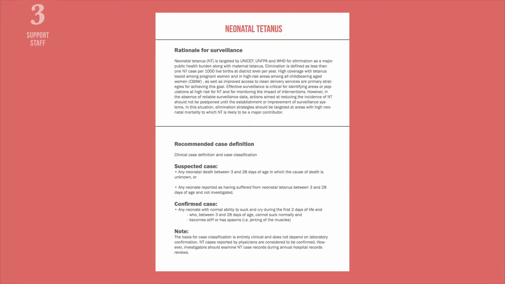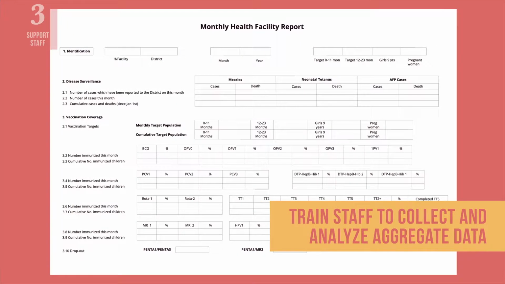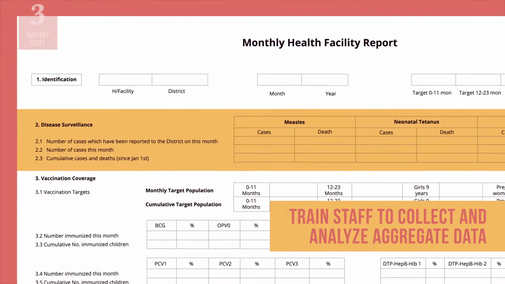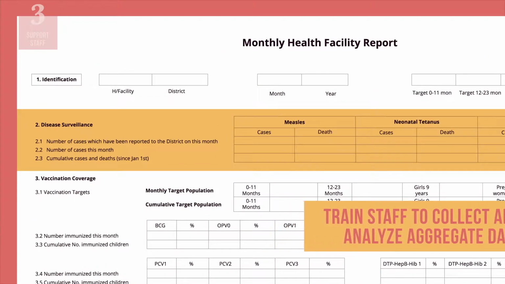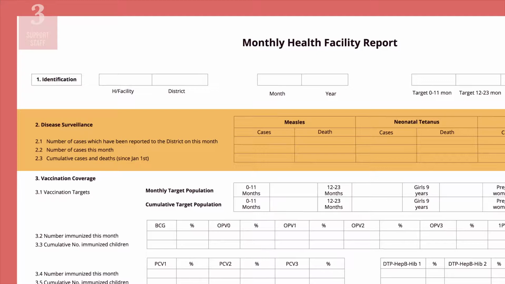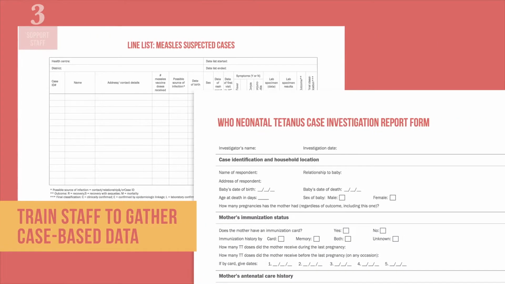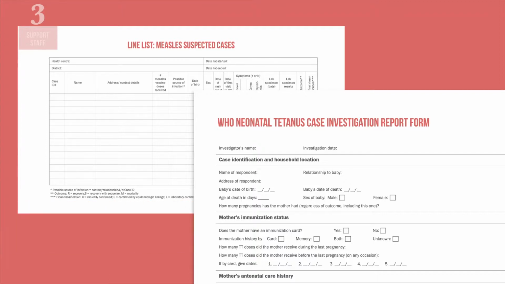Train health facility and district staff to collect and analyze aggregate data that summarizes all disease cases in one form. Recall that aggregate data is generally used to report monthly data in passive surveillance systems. Also, train surveillance staff to gather case-based data to provide a more detailed view of individual cases. This data, found in line lists and case investigation forms, is used for diseases that require urgent action, such as confirming cases and outbreaks.